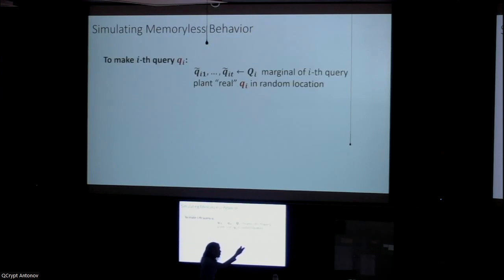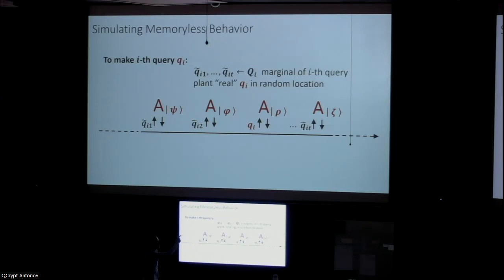So to make the ith query, before, the reduction just made the ith query to the adversary, that's it. Now we're going to change the reduction. It's going to be smarter. It's going to generate many ith queries from the marginal distribution and send the adversary all of them, and I'm going to put the real one, the actual query the reduction wanted to send, in a random location.